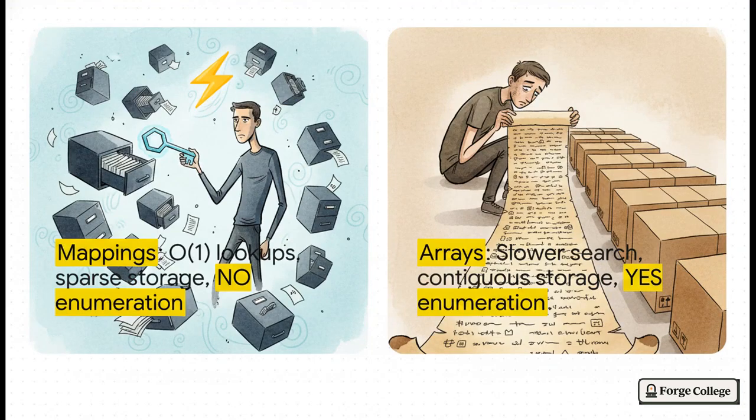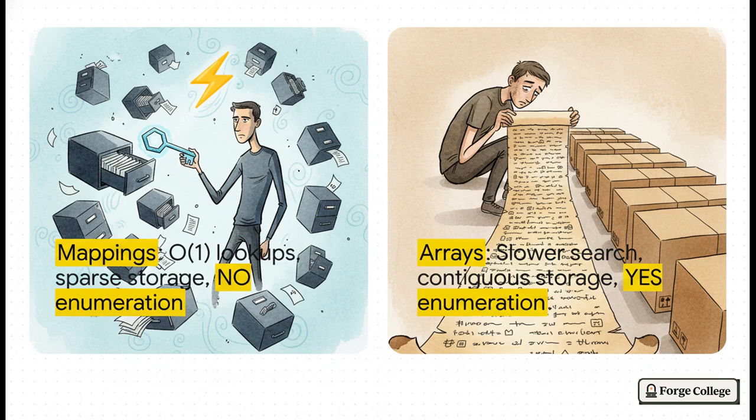We've talked a ton about how great mappings are, but now we have to address the final major limitation that trips up almost every single new Web3 developer. Mappings give you lightning-fast O(1) lookups and highly efficient sparse storage, yes, but they have absolutely no enumeration. You cannot write a for loop to iterate through a mapping. You cannot ask a mapping for its length. It is mathematically impossible because the data is scattered randomly across storage slots based on those hashes we talked about.